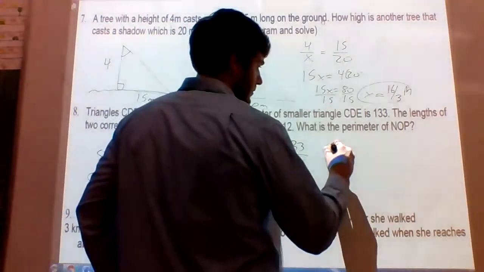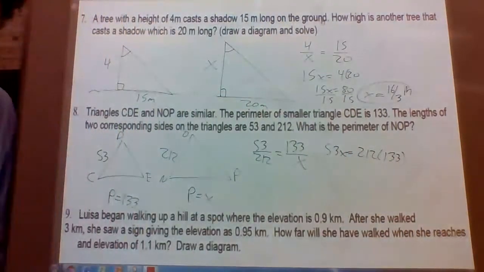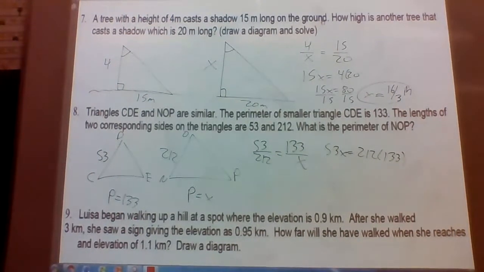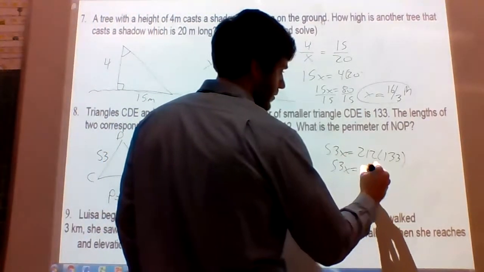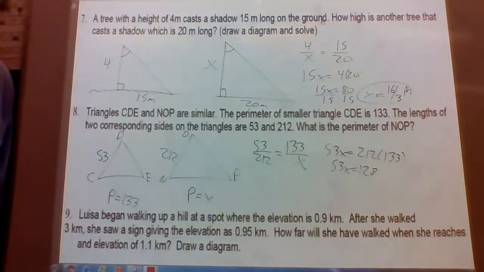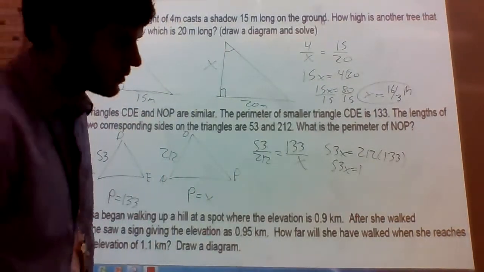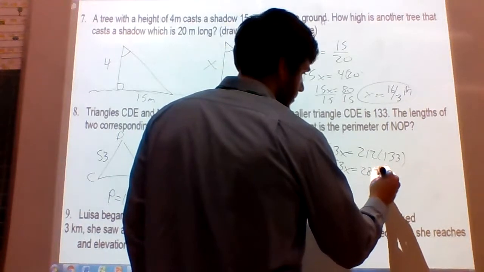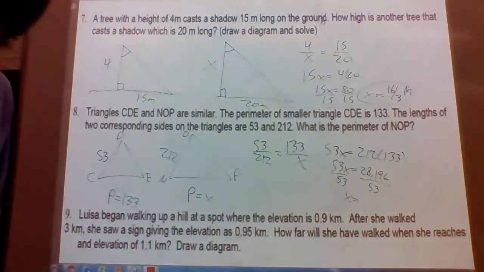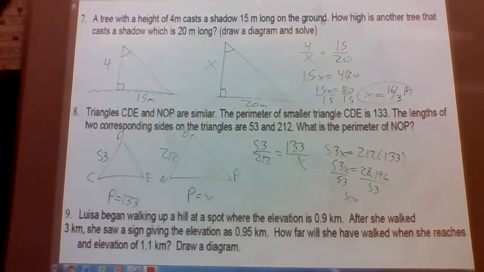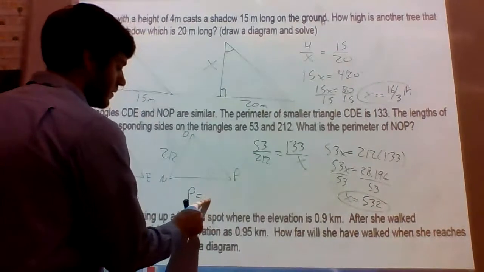Cross multiply, we get 53x equals 212 times 133. So 212 times 133 is going to give us 28,196. Divide by 53. We get 532. Okay, so the perimeter here is 532.